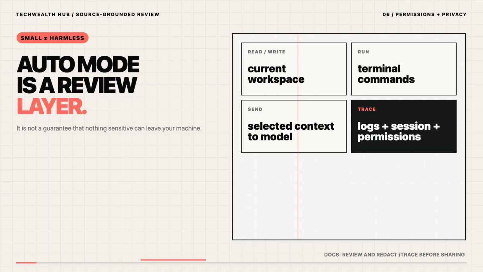Small does not mean harmless. FX starts in auto permission mode, which reviews unresolved sensitive actions, and it supports exact remembered allow or deny rules. But an agent can still read and write the workspace, run terminal commands, and send selected context to the configured model. Vercel's trace command can include logs, session context, runtime state, permissions, and recent activity. The documentation explicitly says to review and redact that file before sharing it. Treat experimental auto mode like a power tool, not a sandbox guarantee.